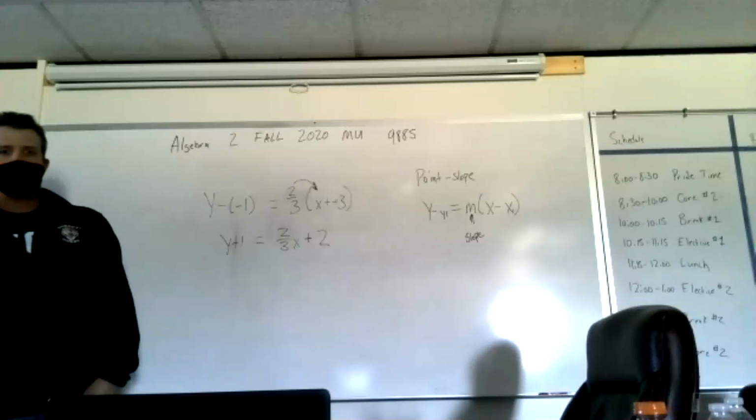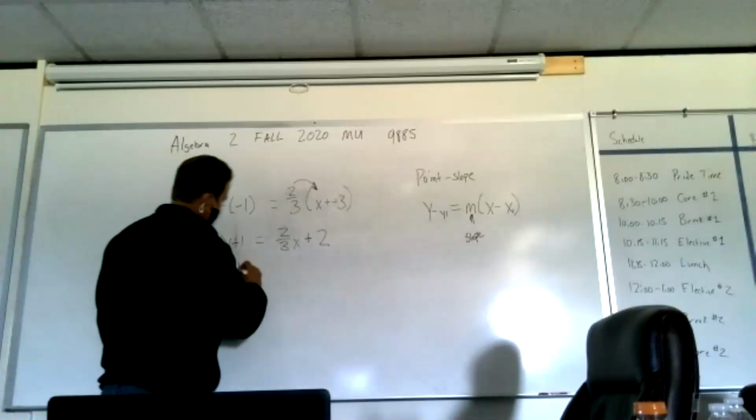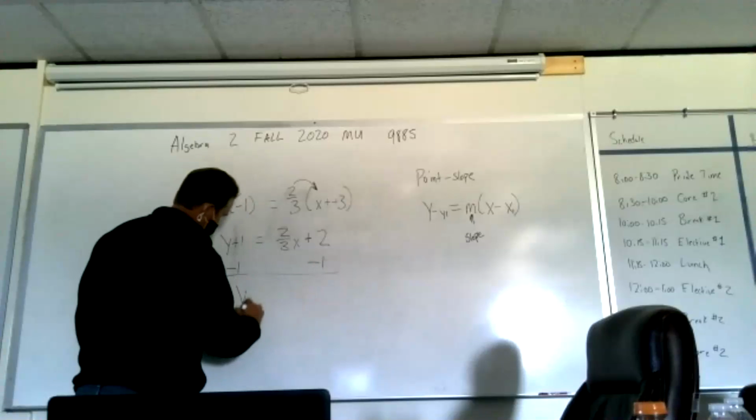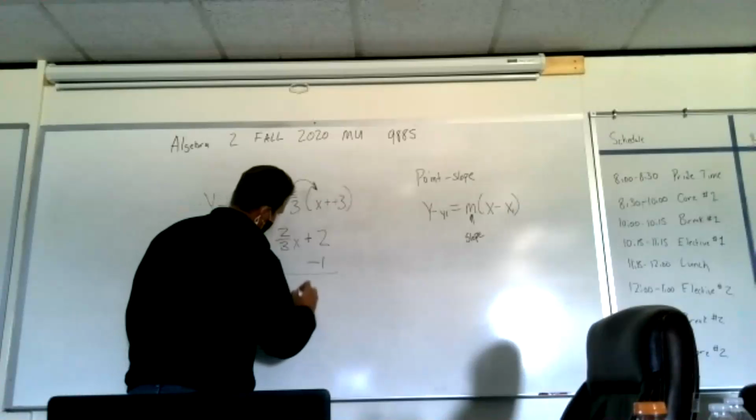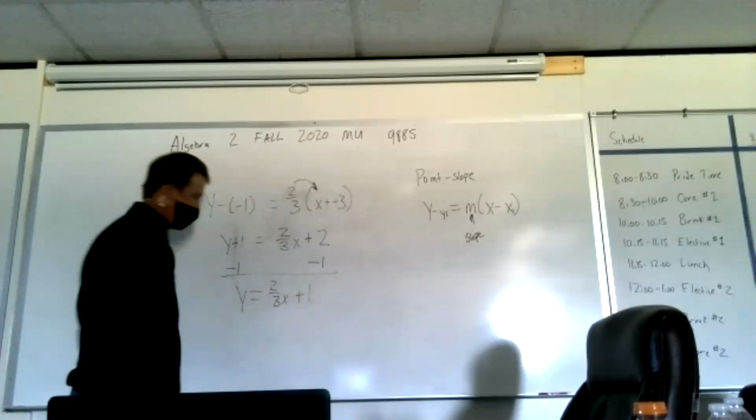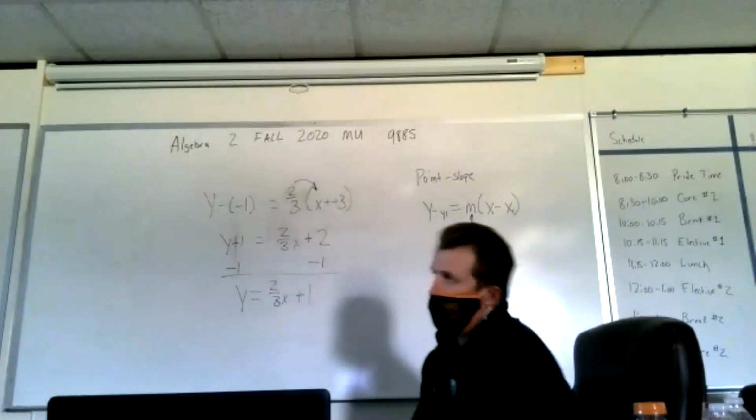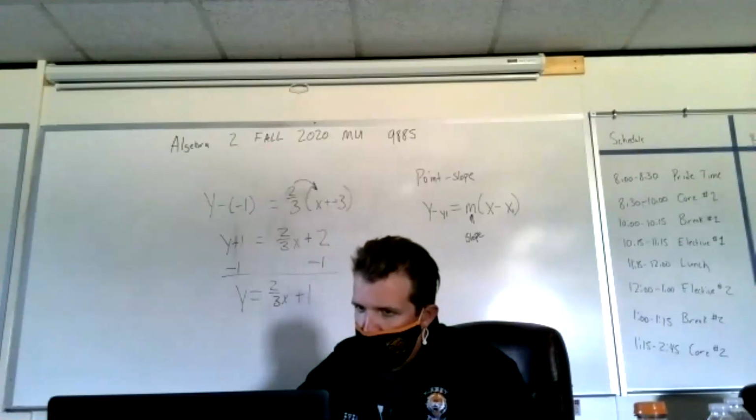Okay, now it's time to isolate the y variable. So we subtract 1 from both sides, and we will be left with y is equal to 2/3 x plus 1. And that should correspond to answer A from the PowerPoint.